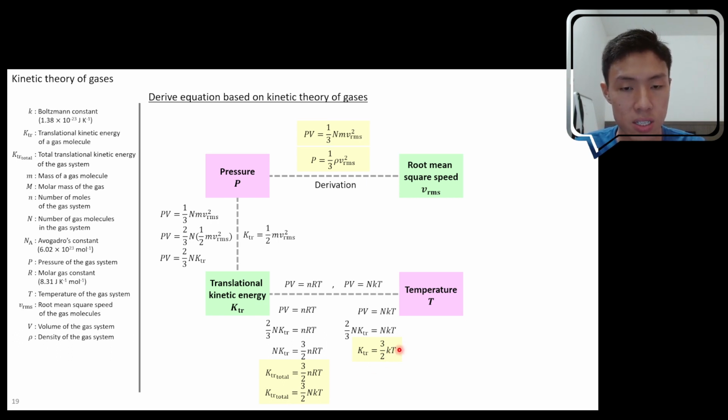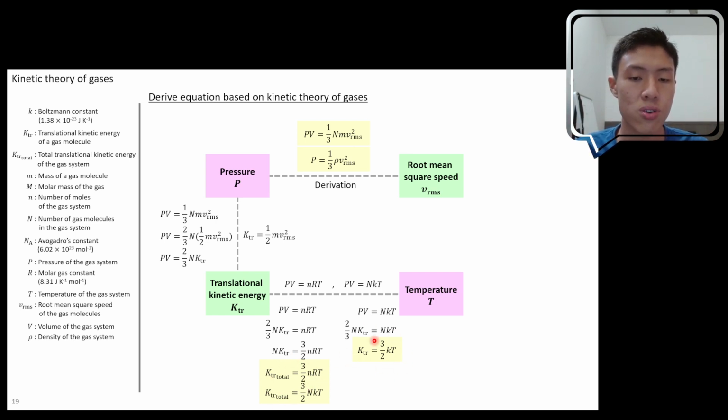How is this equation on the right different from the equation on the left? The equation on the left represents the translational kinetic energy of the whole gas system, which has many gas molecules inside. So you take one single gas molecule's kinetic energy multiplied by the total number of gas molecules in the system. So this is the total translational kinetic energy of the whole gas system.